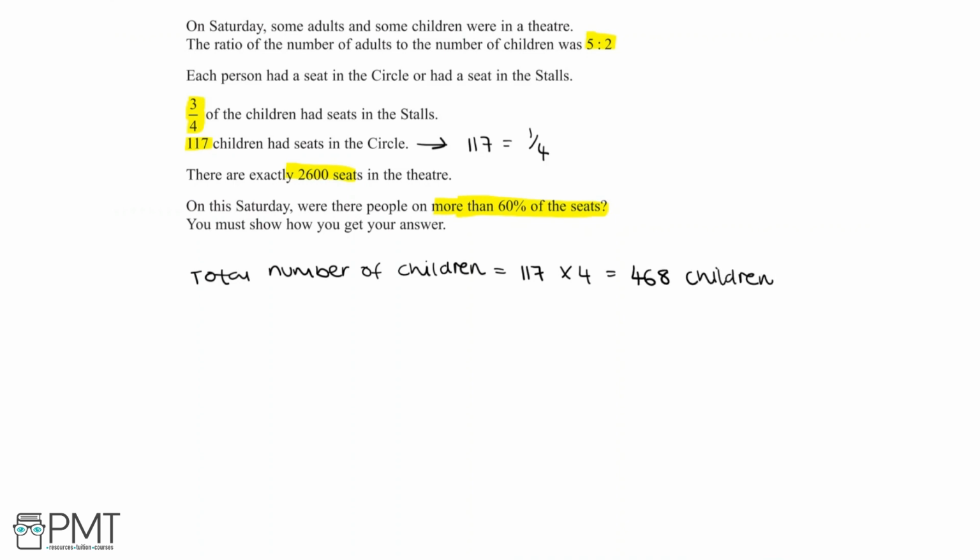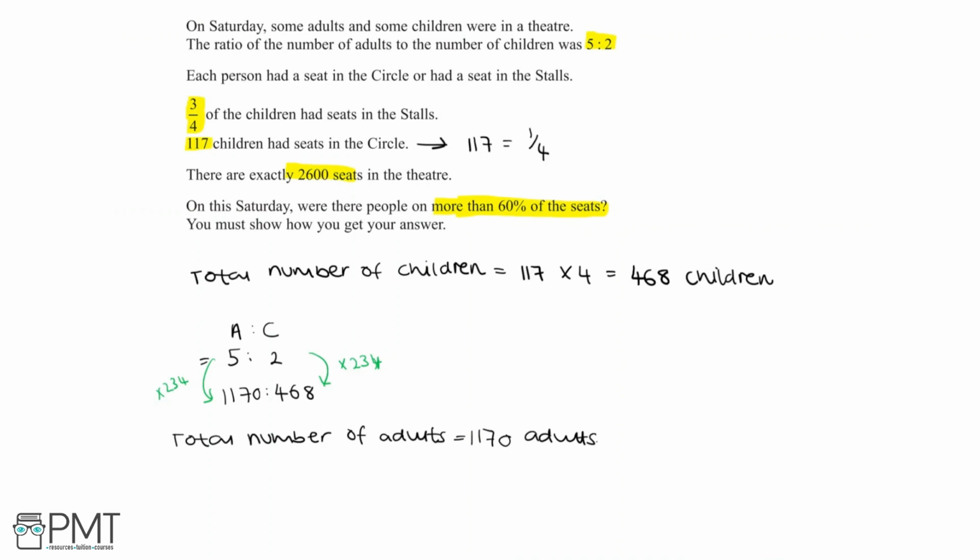Now we can go ahead and find the number of adults based on the ratio that we were given. We're told that the number of adults to the number of children is equal to 5 to 2. And so we know that there are 468 children. And so to get from 2 to 468, we multiply by 234. And so we can do the same thing on the other side. We can say that 234 multiplied by 5 is equal to 1,170. And so we found that the total number of adults is equal to 1,170.